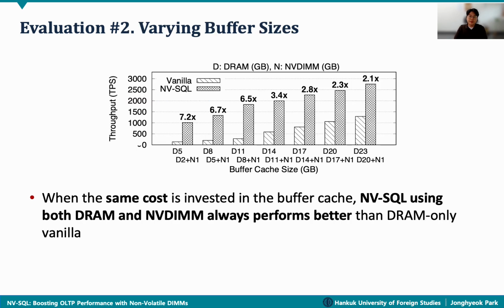Next, we ran the TPC-C benchmark while varying the NVDIMM-to-DRAM ratio while maintaining constant cost. As the buffer size increases, the average write per transaction decreases due to a higher write hit ratio. Consequently, the performance gap between the vanilla version and MVC-curl narrows. However, this gap widens when the total buffer size is decreased. As a result, MVC-curl always outperforms the DRAM-only vanilla version.